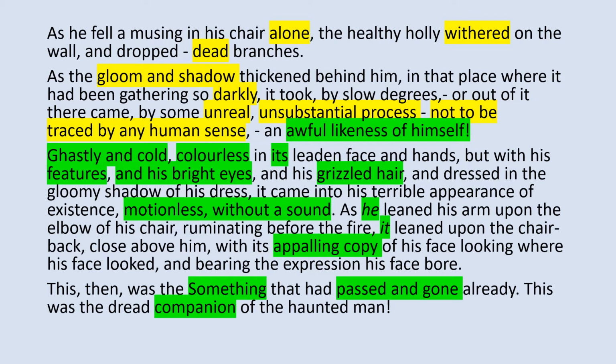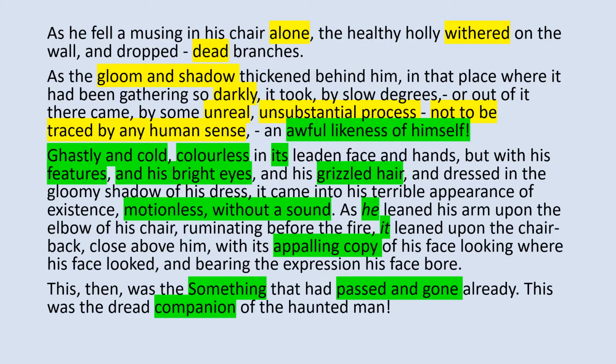Okay, the setting here is typically Gothic. The man is alone, isolation. The descriptions are reminding us of death with the verb withered, and adjectives dead branches. Adjectives gloom and shadows that create a sense of obscurity. Ambiguity in the insubstantial processes, and an awful likeness of himself. So again, there's the drama of the narrative there. Look for exclamation marks that heighten the terror.